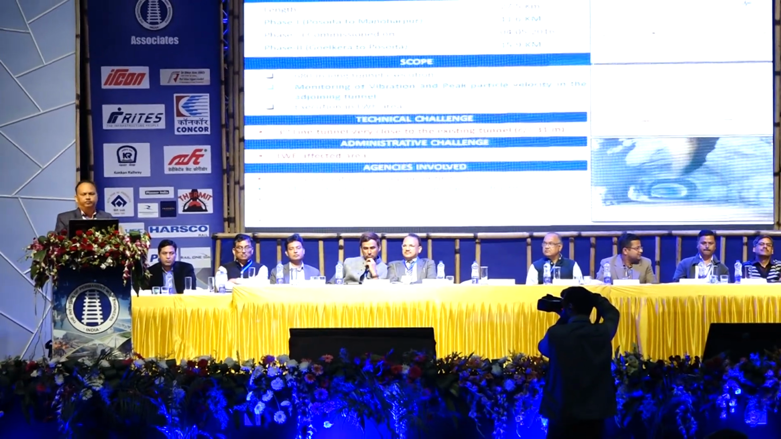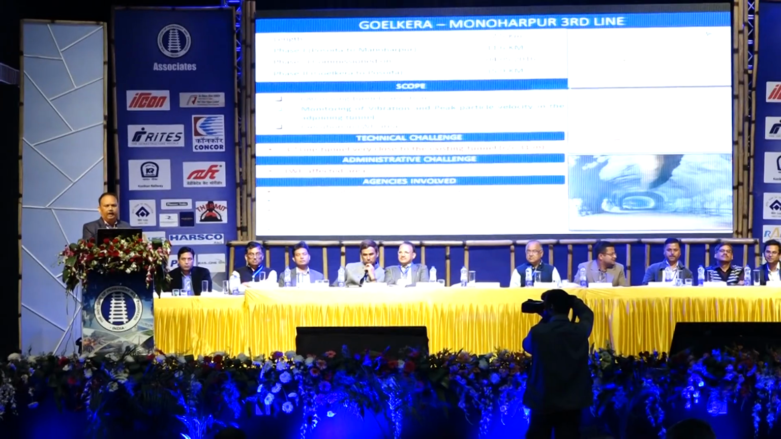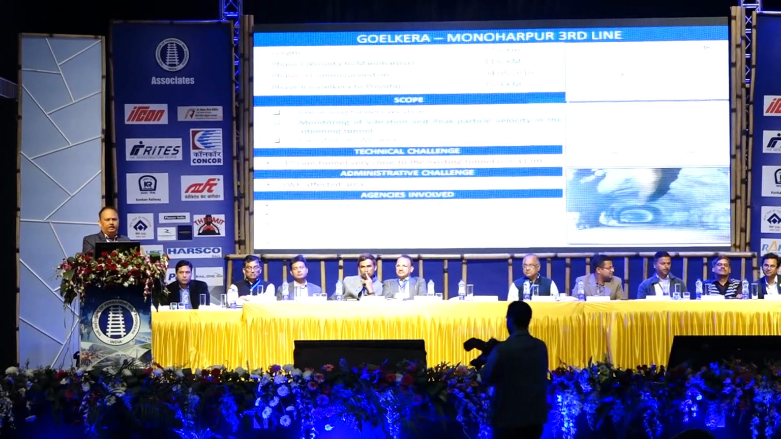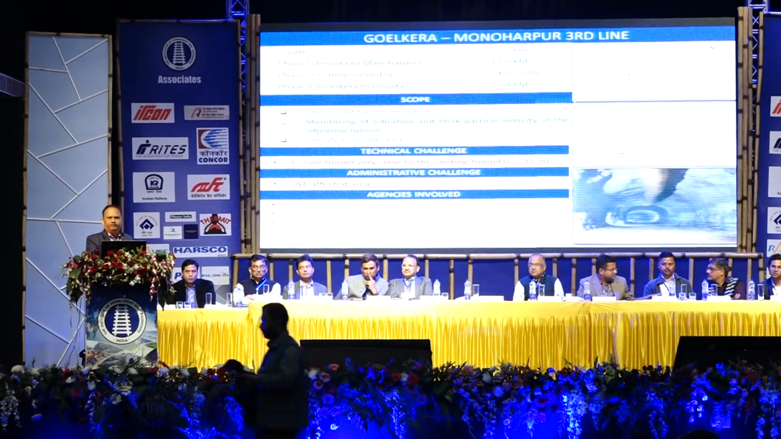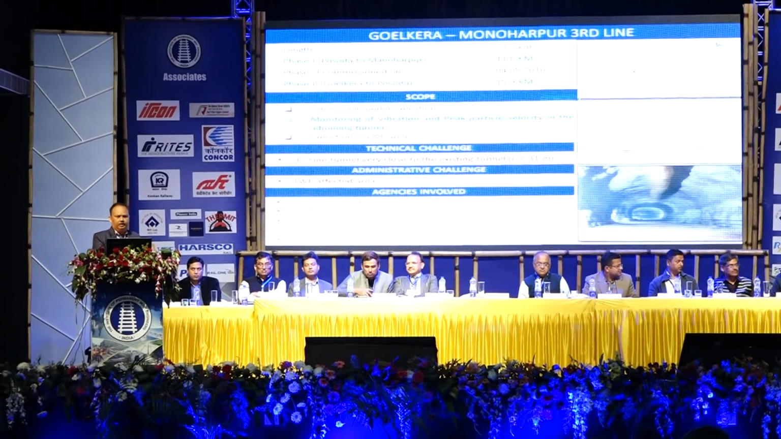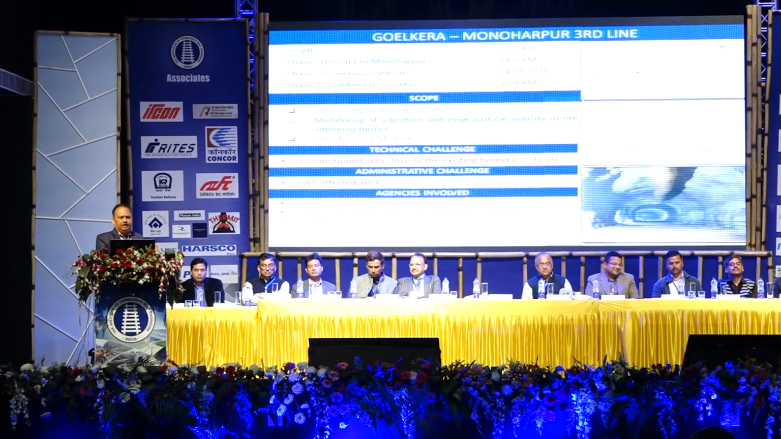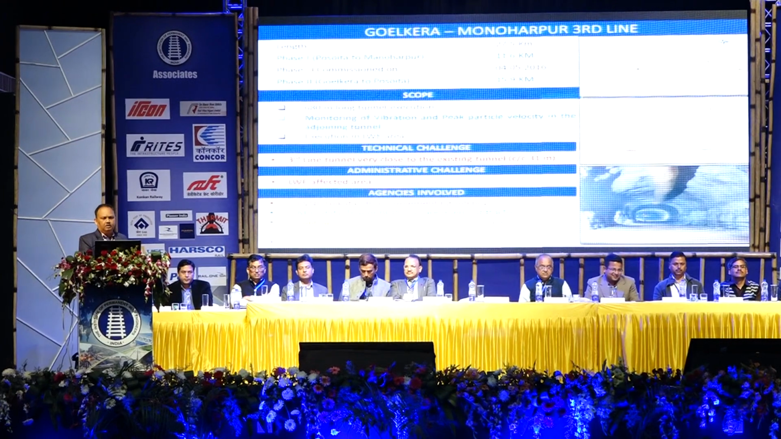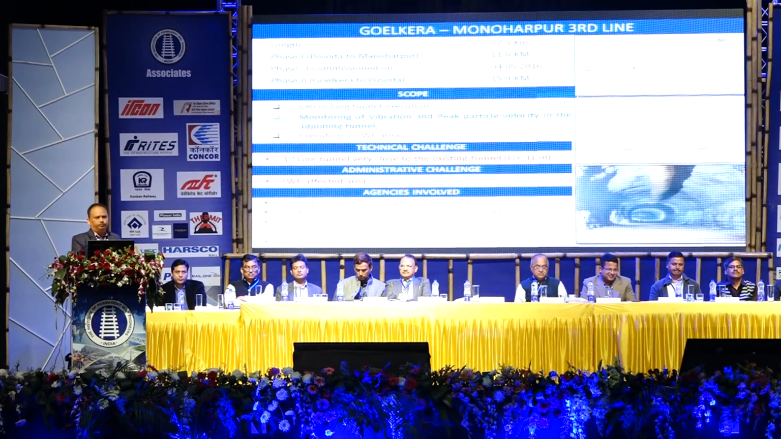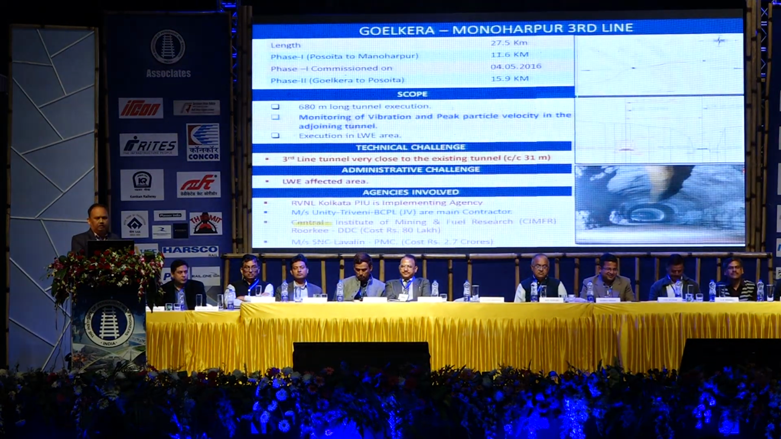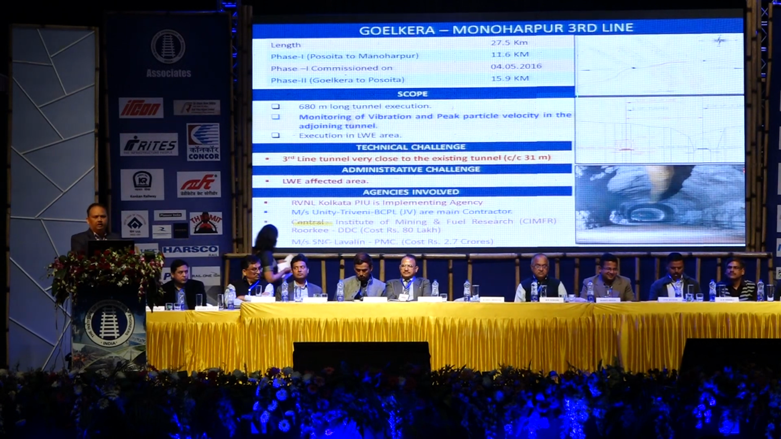So in brief, the project is a 27.5 kilometer third line, and this is in a very challenging area, IPWE affected, meaning moist area, fully moist area. And the second challenge, a technical challenge, was that the construction had to be done within a very close proximity of 31 meters center to center. The first phase was commissioned in 2016, 11.6 kilometer and 15.9 kilometer. The remaining is now to be commissioned because the tunnel was the most critical here.